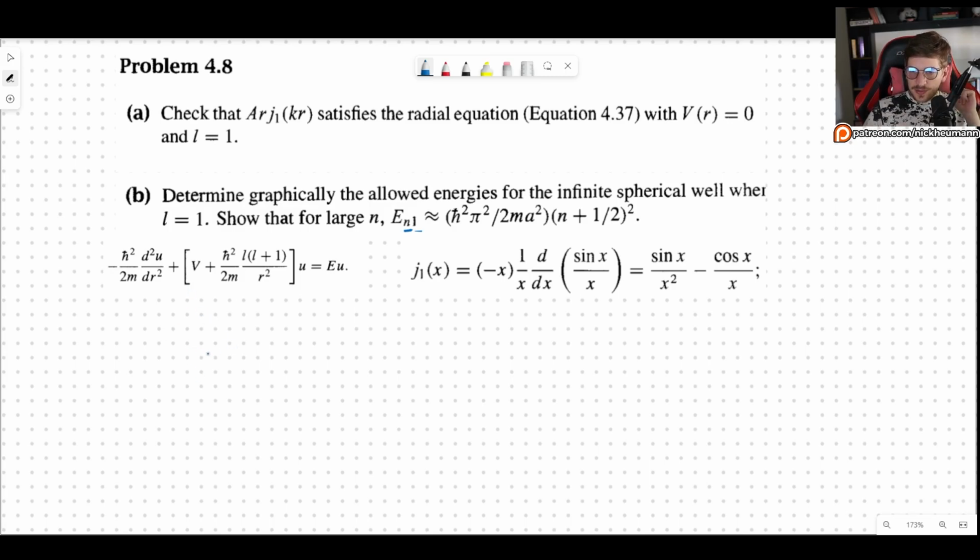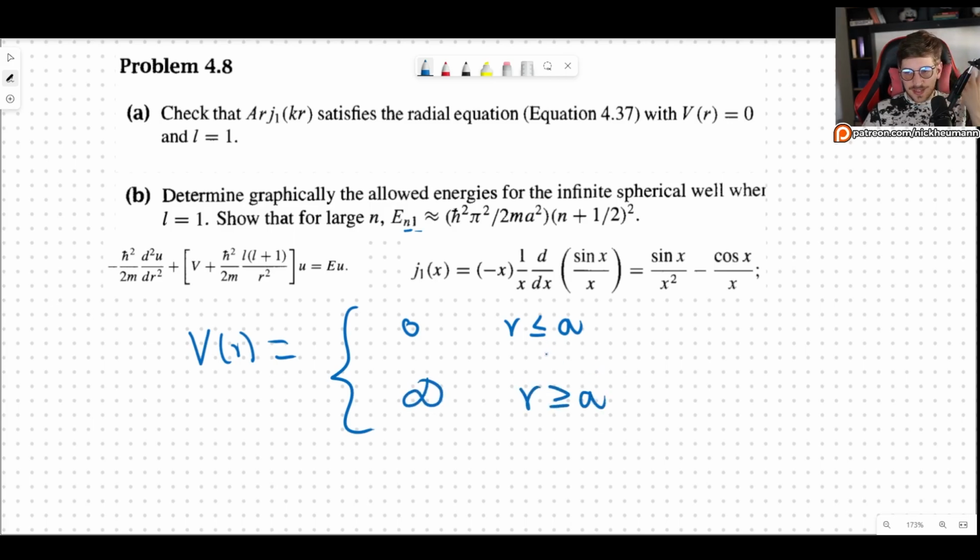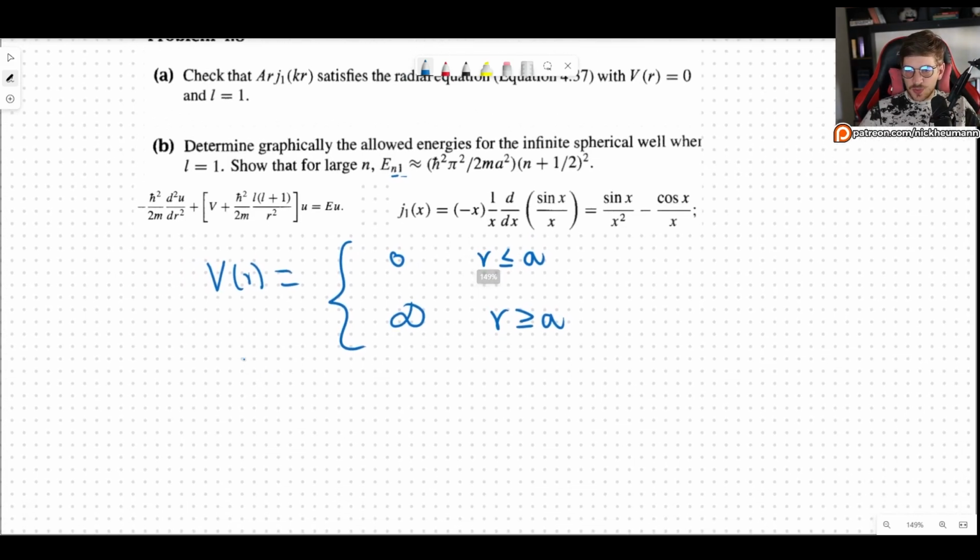Now, what we will do is keep in mind what our solutions are. So the potential that we have here is 0 if r is smaller or equal than some a, and it is infinite if r is greater or equal than that a. So that is the case where we are. Now, what was the solution for this equation? Well, we know that our solution is u equals a r j1(kr). Okay, that's our solution for that case.